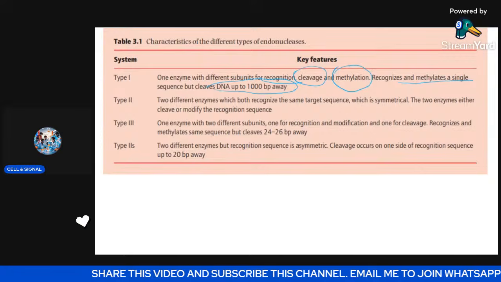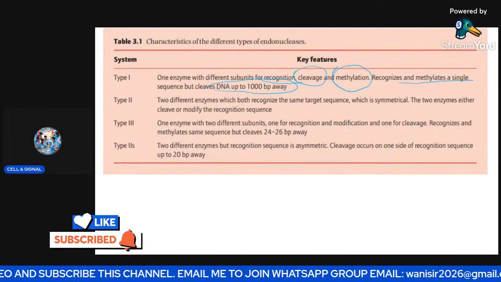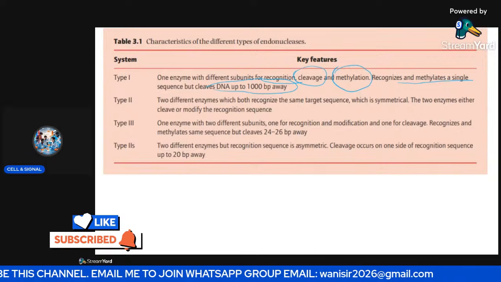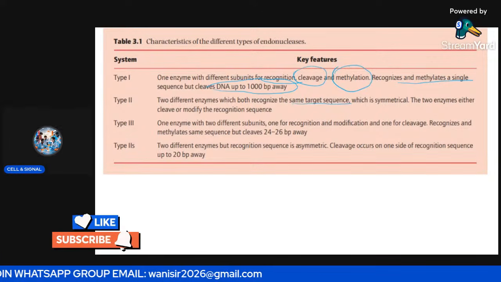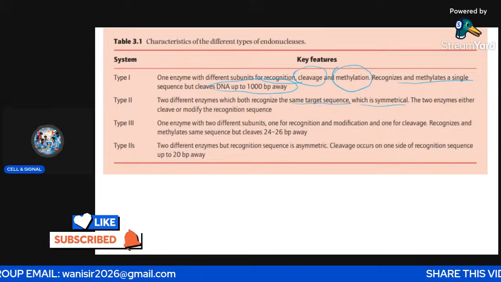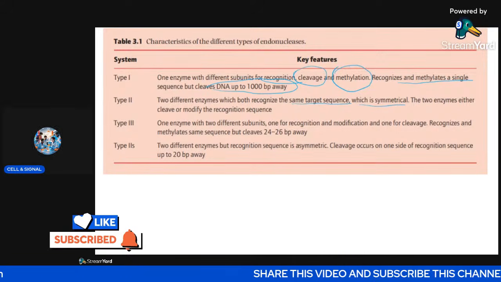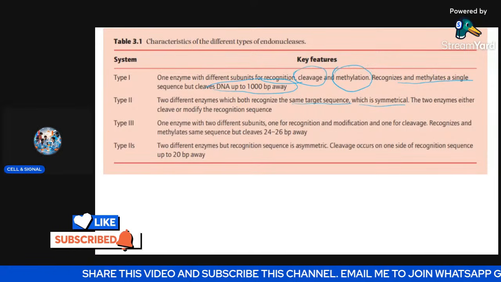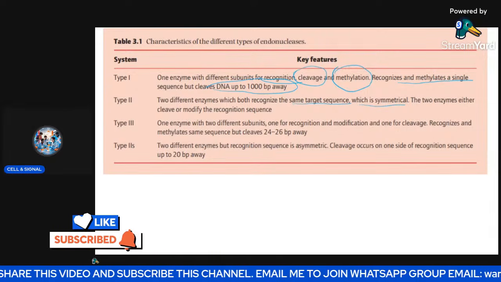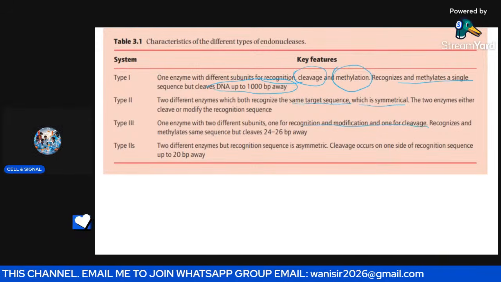That means that it cleaves the DNA up to 1,000 base pairs away from the restriction site. The second type is two different enzymes which recognize the same target sequence, which is symmetrical, and the two enzymes either cleave or modify the recognition sequence. Third, type one enzyme with different subunits: one recognizes and modifies, and one cleaves.